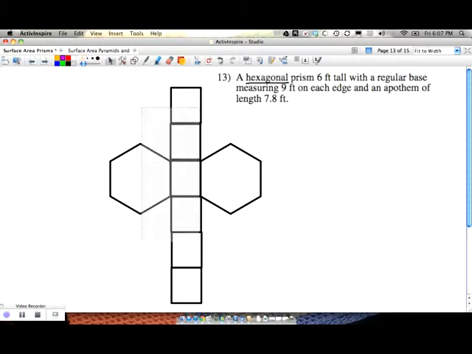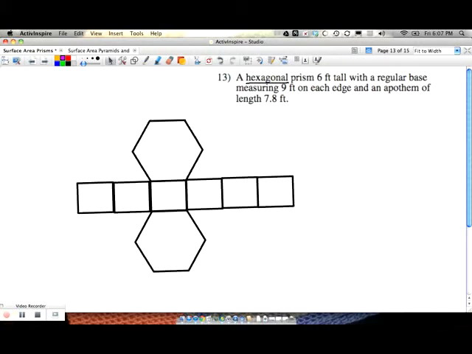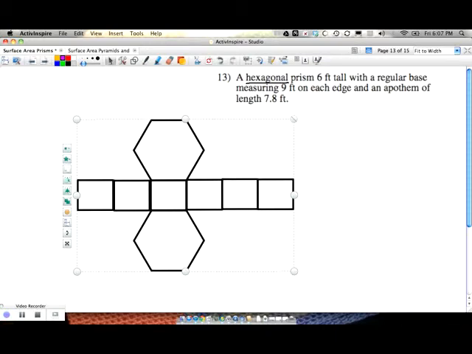Now if I were to maybe group these together, that might help a little bit. Let's do that. We'll rotate this around. Whoa, that was cool. So it's 6 feet tall. So that means that's a 6, that's a 6. These are all 6s actually. And it's 9 feet on each edge. So that's 9, 9, 9, 9, 9 all the way around, which means these edges are all 9 all the way around.